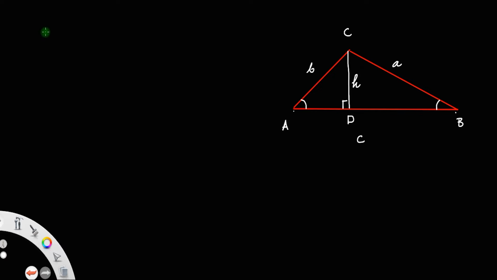Now, if you take sine of A, consider this triangle ADC. Sine A will be opposite side by hypotenuse, H divided by b, which implies H is equal to b sine A. Call that equation number 1.